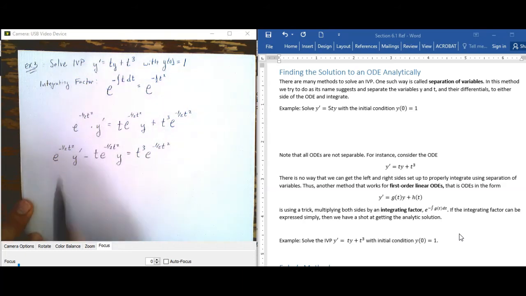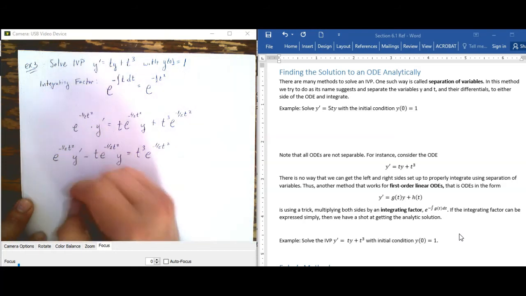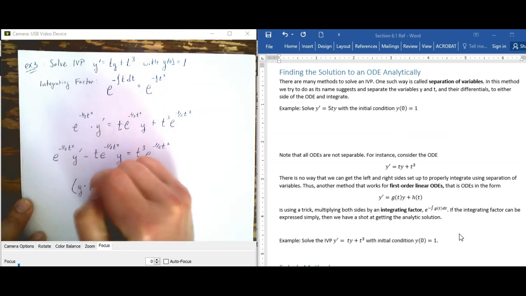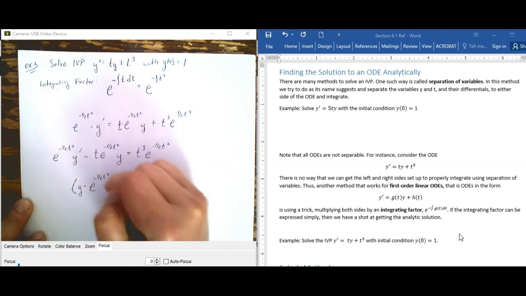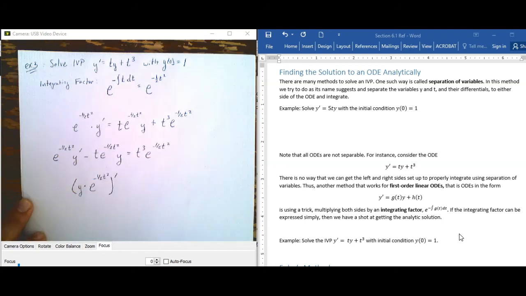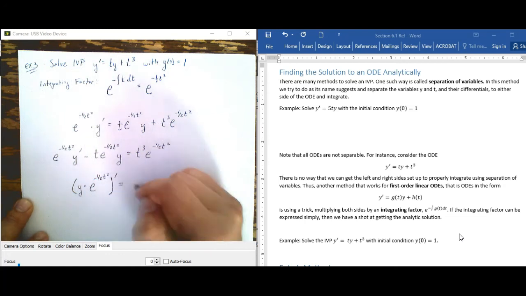Okay, recall that we can use our trick here. So this side can be represented as a derivative. It's a product rule type derivative. So this would be y times e to the negative 1/2 t squared, prime. You can check to see that this derivative with respect to t yields this, equals our right-hand side.